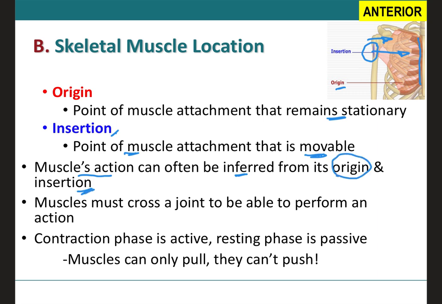Therefore, we can say that the muscle action can often be inferred or concluded from where it originates and from where it inserts. It's also important to add that muscles have to cross a joint. You cannot have a muscle originate and insert on the same bone, because for the body part to be able to move, it has to cross a joint. There's no way that it will move if it doesn't cross a joint.